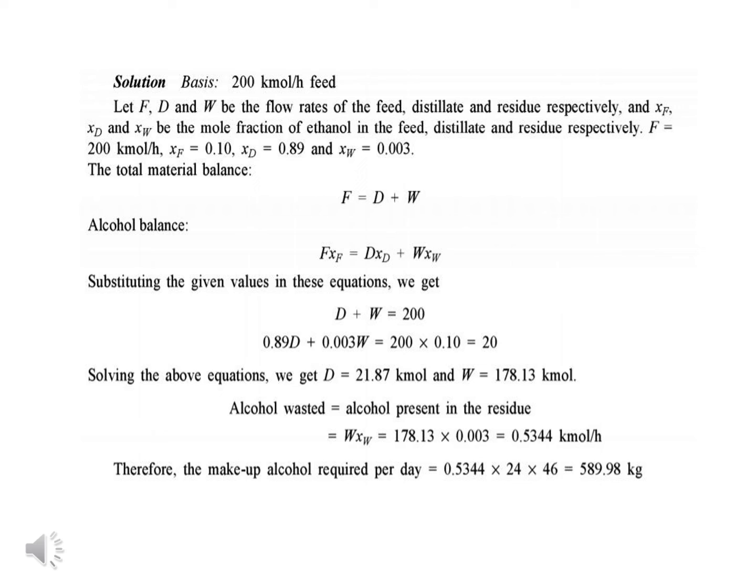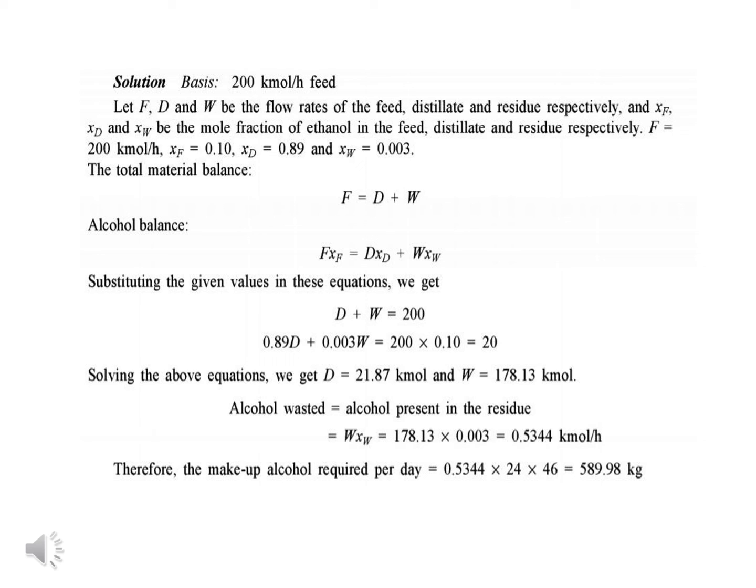We know from the problem statement that the overall flow rate of feed is given as 200 kilomole per hour. The mole fraction of ethyl alcohol in the feed is 10 percent, that means 0.1, the mole fraction of ethyl alcohol in the distillate is 0.89 and the mole fraction of ethyl alcohol in the bottom product is 0.003. So we know the overall material balance expression for this distillation is F is equal to D plus W, and the component material balance expression is F into XF is equal to D into XD plus W into XW.